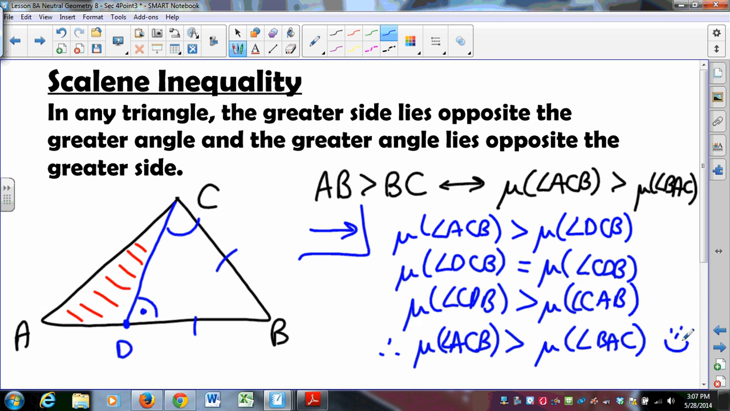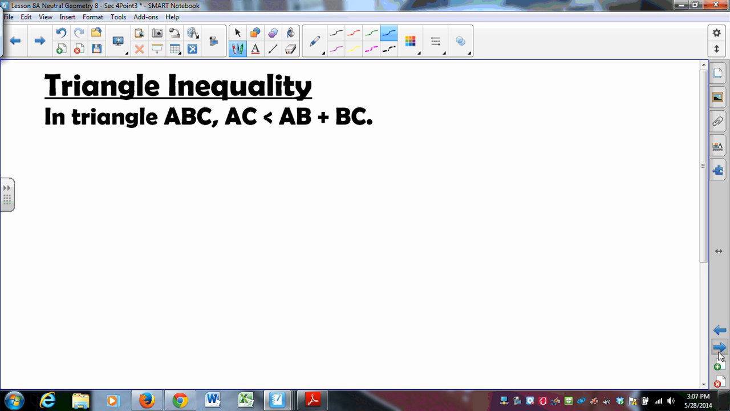So if one side is bigger than another, its opposite angle will be bigger than the other opposite angle. Make sense? Makes sense. I will go the other way when we come together in class. We'll prove that if one angle is bigger than another in a triangle, the bigger angle is opposite the bigger side. Okay? Inequality 2 is the familiar triangle inequality from high school. You remember this. In any triangle, AC is less than AB plus BC. That is to say, in any triangle, the sum of any two sides is bigger than the third.